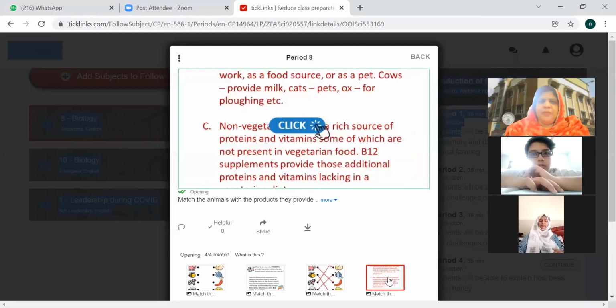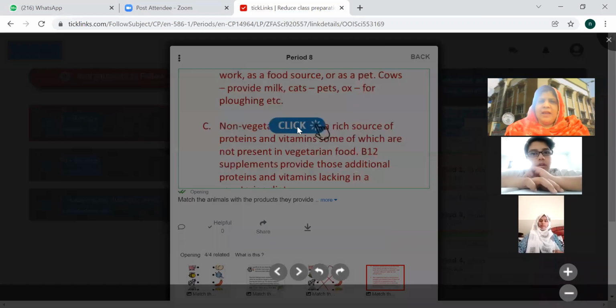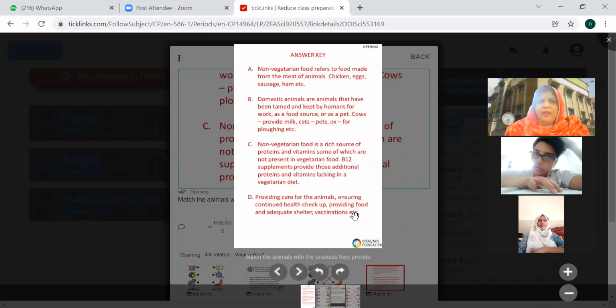So now, this is the answer for the question. What does non-vegetarian food refer to? The food made from the meat of the animal. Chicken, eggs, sauces, hams, etc.